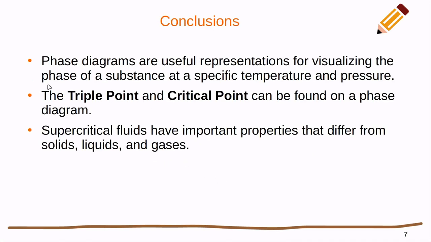In conclusion, phase diagrams are useful representations for visualizing the phase of a substance at a specific temperature and pressure. The triple point and critical point can be found on a phase diagram, and supercritical fluids have important properties that differ from solids, liquids, and gases.